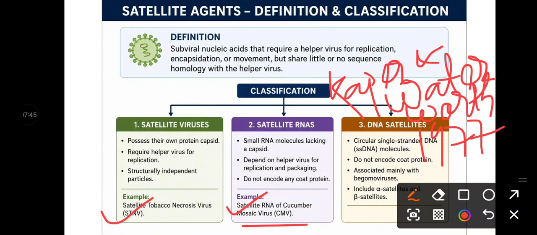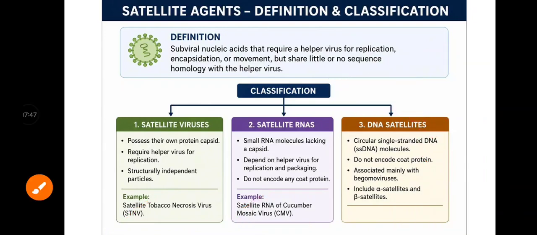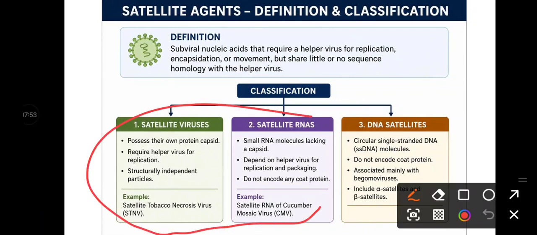Okay. Next, about the DNA satellites. In these two conditions, satellite virus and satellite RNA, only the RNA is the genetic material, but here the circular single stranded DNA is the genetic material for the satellite DNA.